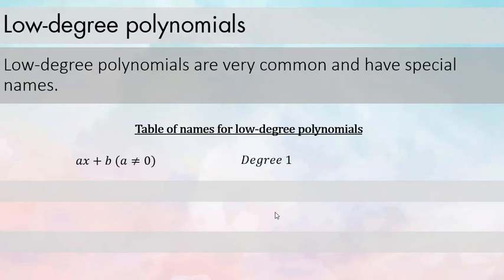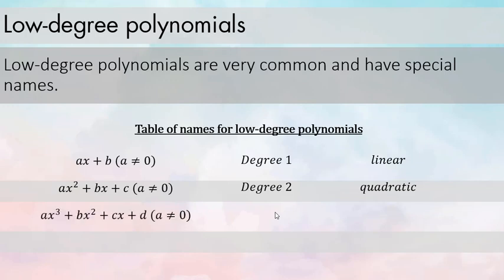This polynomial has degree 1, and it is called linear. In Vietnamese, we call it tuyến tính. There's a reason for that, but we will leave it for later. ax squared plus bx plus c. This is of degree 2, and it is called the quadratic polynomial.